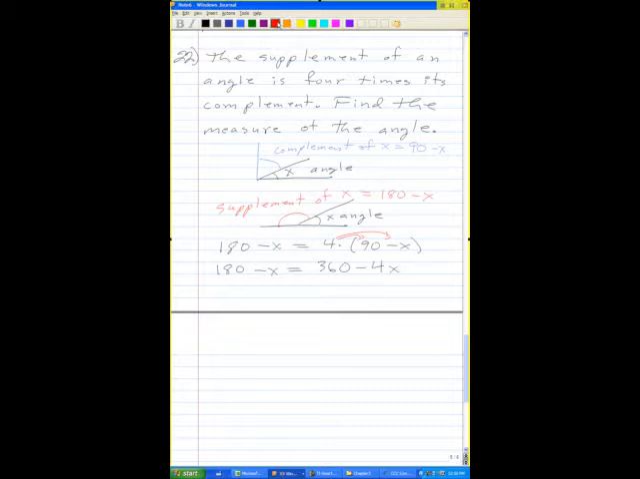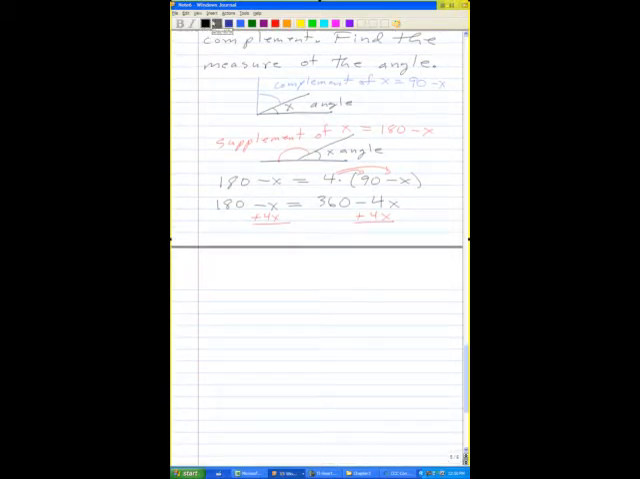Let me add 4x to both sides of my equation. And so I get 180 plus 3x equals 360. Let me subtract 180 from both sides of my equation. So 3x is equal to 180. Let me divide both sides of my equation by 3. So x is equal to 60. So therefore, the angle will have a degree measurement of 60 degrees.